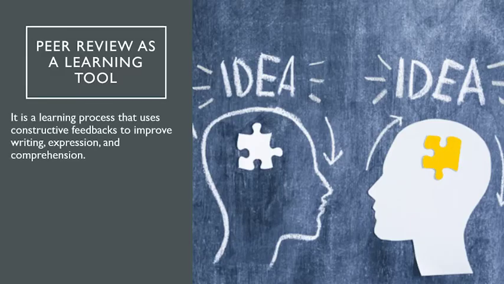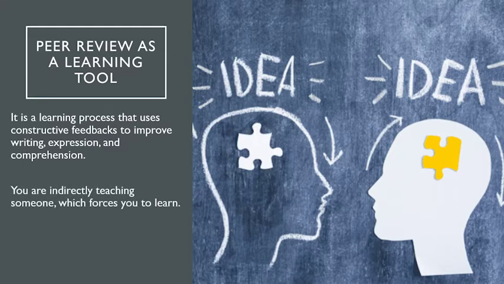We first identify peer review as a learning process that uses constructive feedback to improve writing, expression, and comprehension. In this system, you will be asked to evaluate the work of some of your peers, and in return, some of your peers will also evaluate your work. This results in comments and feedback coming from different people that hopefully will help you improve your writing and understanding of the lesson. The comments that come from you also allow you to exhibit a higher form of learning as you are essentially teaching about the topic. You are indirectly teaching someone, which in a way forces you to learn the topic.